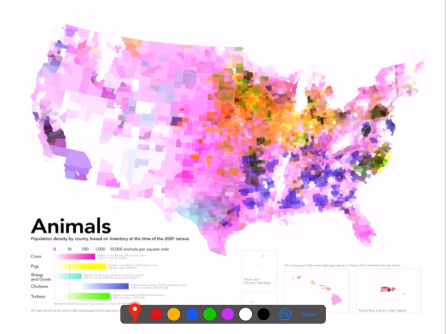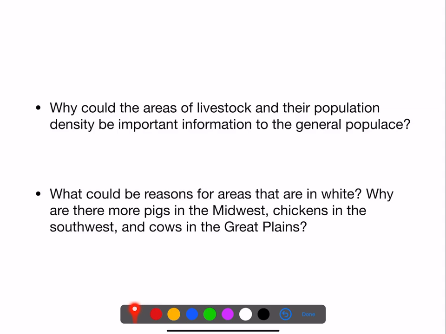Now, from here, why could the areas of livestock and their population density be important information to the general populace? These things are important for us because we want to know how these animals are living, because it's what we put into our bodies. It's also good to know how far these animals have to travel to get to our supermarkets where we buy our food. And if you're looking at emissions of CO2 levels based upon animals, that information would be useful to actually compare and contrast how much emissions these animals have compared to different things such as vehicles and what we're driving around.